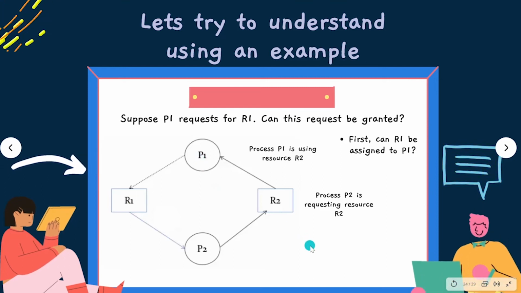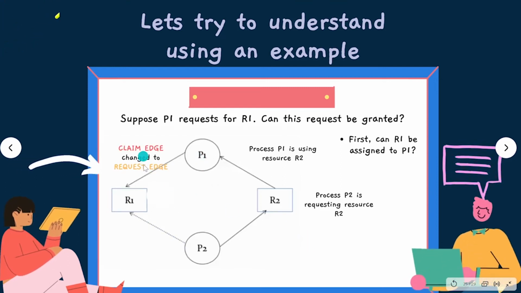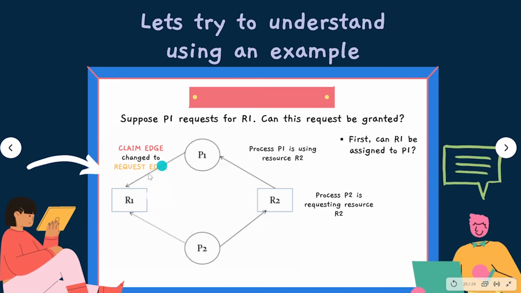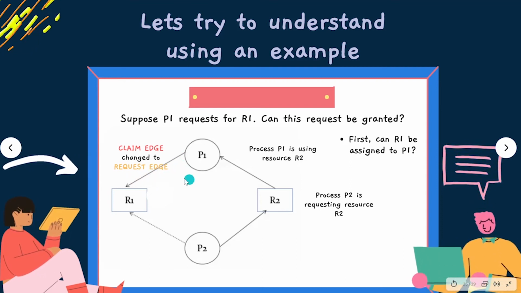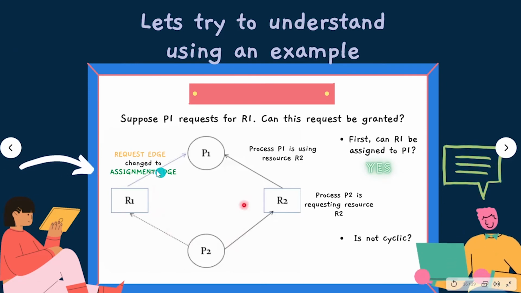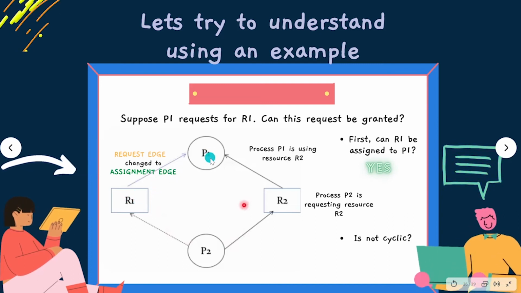So let's change claim edge to request edge, that is the dotted arrow will change to solid arrow, and then let's change the request edge to assignment edge, and resource R1 will now be assigned to P1.